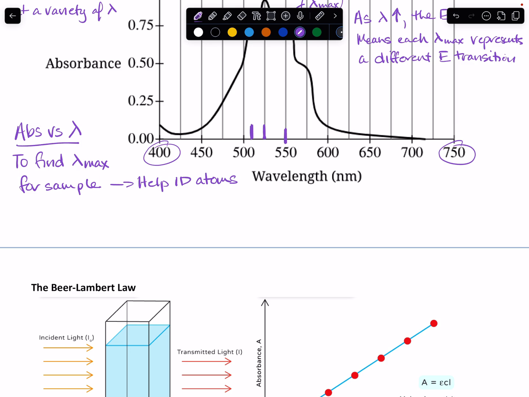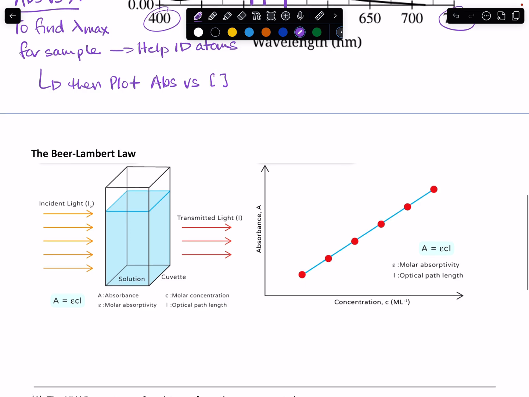Once you know that lambda max, you tend to then plot absorbance versus the concentration of your sample using a slightly different technique, still UV-Vis. But instead of scanning all the wavelengths, we're going to choose one wavelength where lambda max occurs. And then we're going to focus our reading on that one wavelength. And then we will switch out our samples of varying concentration. So this idea of producing a plot of absorbance versus concentration falls into what's called the Beer-Lambert law.